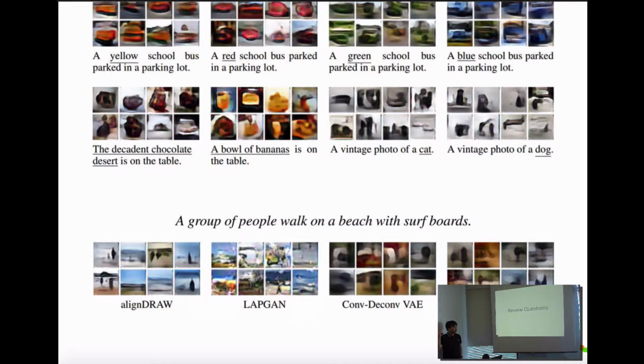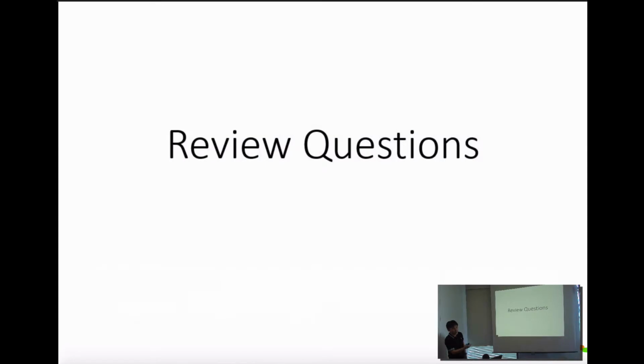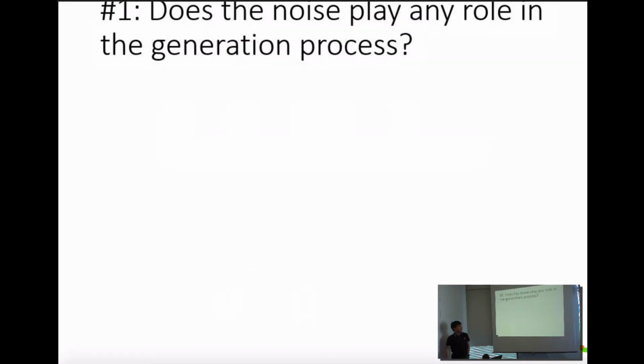Now I want to come to some review questions about the paper that was just presented by Angelis. Everyone, just refresh your memory a little bit about the paper. We already observed a few of the images. It's very nice, right, from Angelis's paper? My first question is: does the noise, the z, play any role in the image generation process?